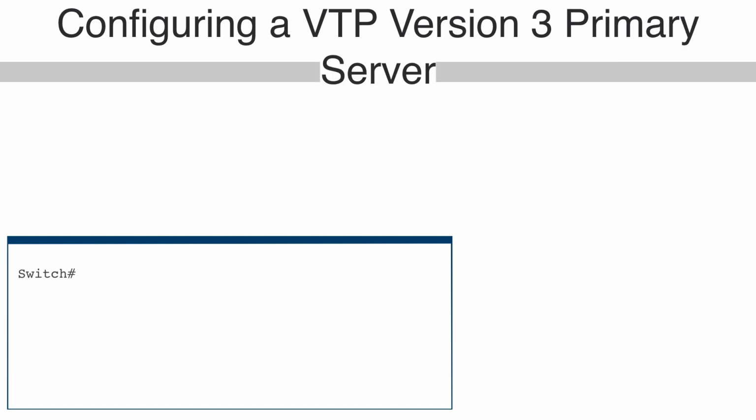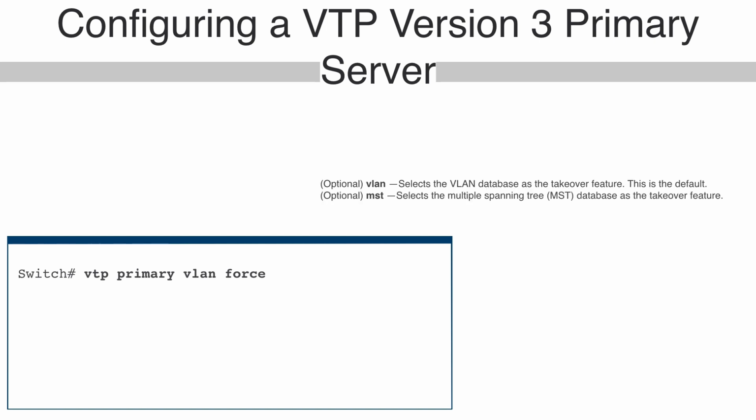Configuring a VTP version 3 primary server. When you configure a VTP server as a VTP primary server, the takeover operation starts. Changes the operational state of a switch from a secondary server, the default, to a primary server and advertises the configuration to the domain. If the switch password is configured as hidden, you are prompted to re-enter the password. VLAN selects the VLAN database as the takeover feature. This is the default. MST selects the multiple spanning tree MST database as the takeover feature. Force overwrites the configuration of any conflicting servers. If you do not enter force, you are prompted for confirmation before the takeover.